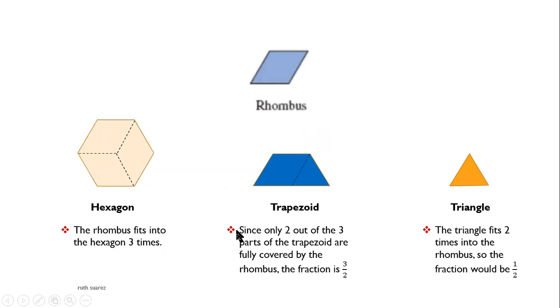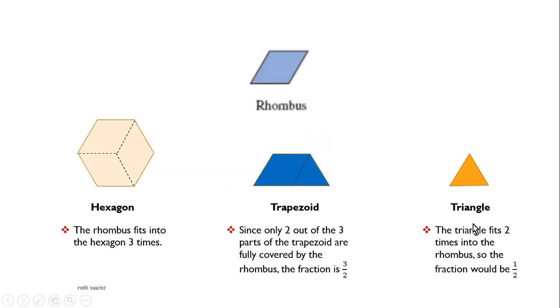The trapezoid: since only 2 out of the 3 parts of the trapezoid are fully covered by the rhombus, the fraction is going to be 3 over 2. Like I said before, these are cut into 3 parts. So it's 1, 2, 3. Therefore, the rhombus only covers 2 of those shapes that are cut into it. So therefore, it is 3 over 2.